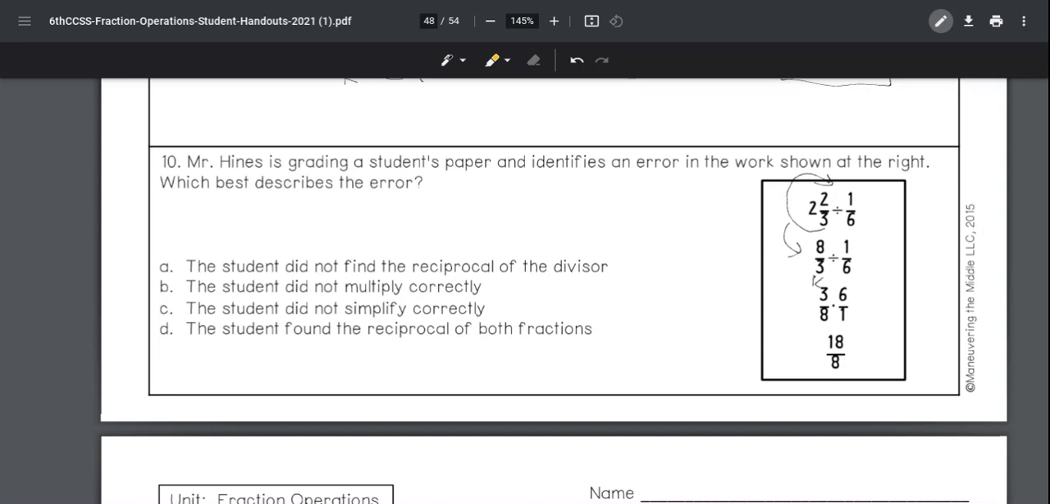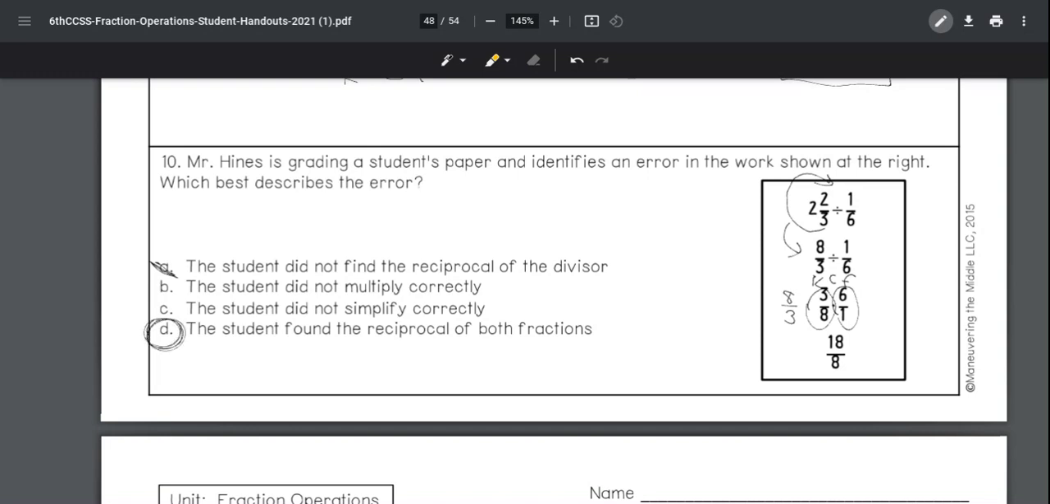Now he's ready for the keep, change, flip. Well, he flipped this 3/8, and he flipped the 6/1. He did not. He was supposed to keep 8/3 the same. It was supposed to be 8/3 times 6/1. So he did find the reciprocal, so it's not A. But he accidentally flipped both fractions, so he found the reciprocal of both.